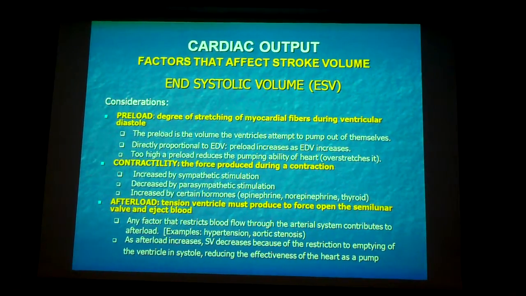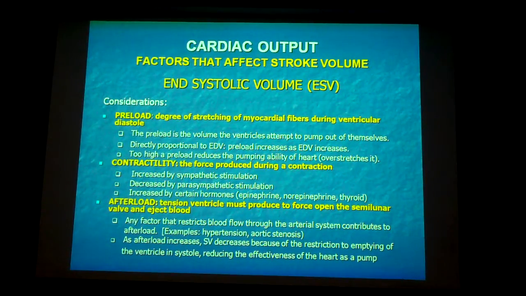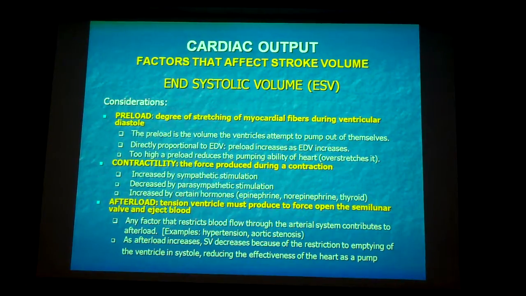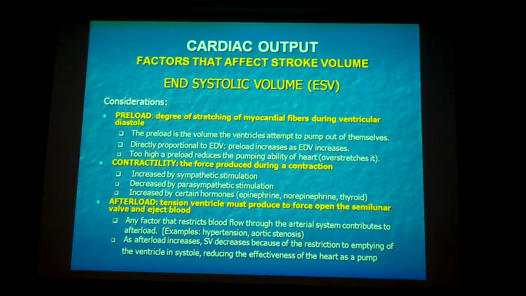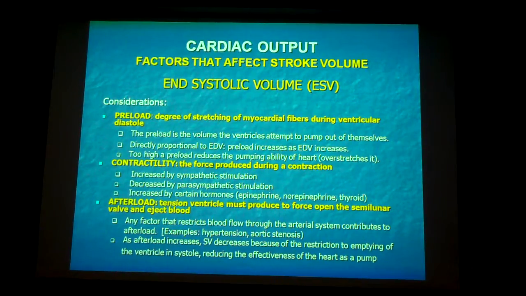All right, but that's what I was showing you right here with this preload thing. Contractility just refers to the force produced during a contraction. So if a heart is beating normally, it's healthy, you get a good force with each contraction. Autonomic input affects that. Sympathetic stimulation increases the force of contraction. Parasympathetic stimulation decreases the force of contraction.